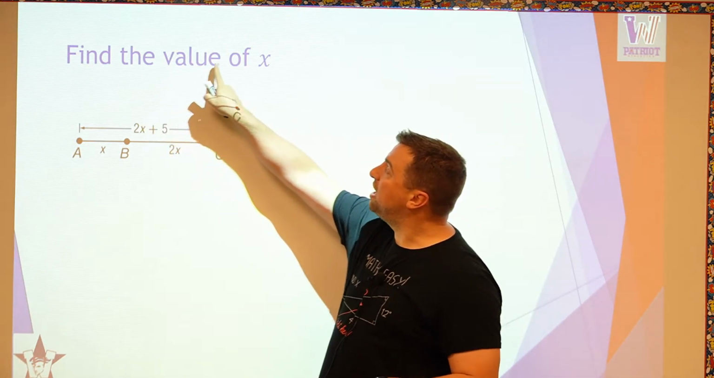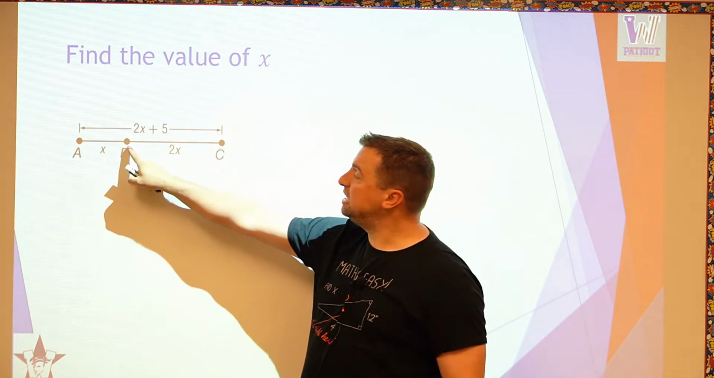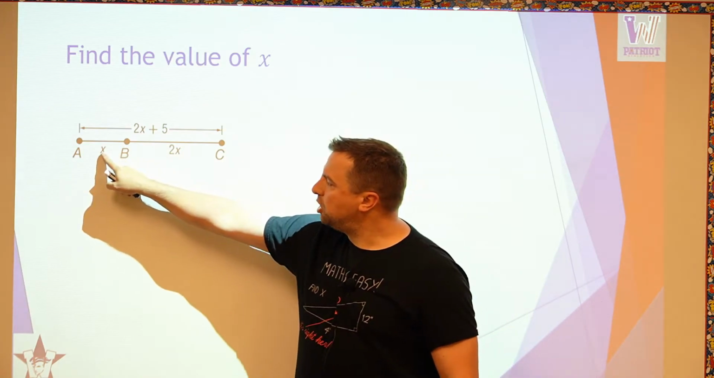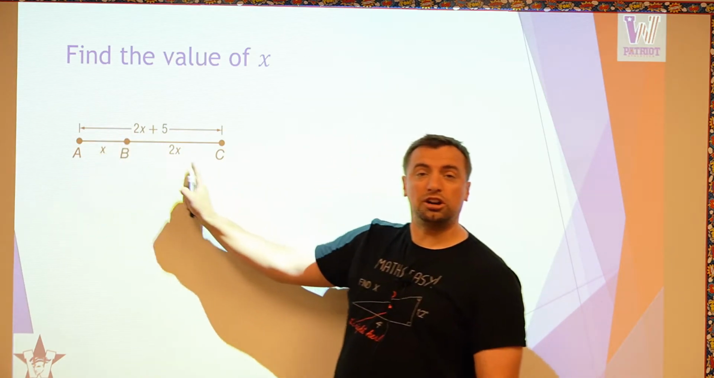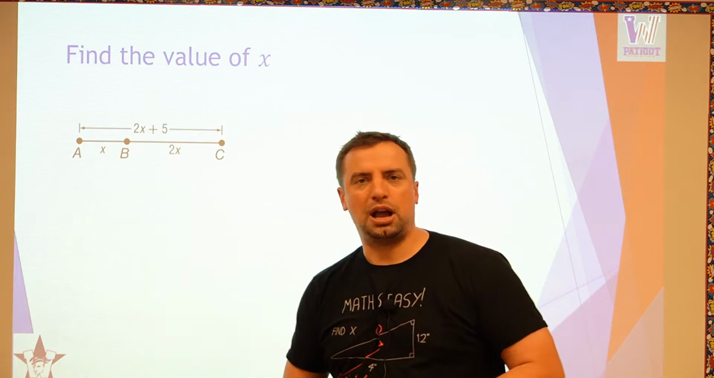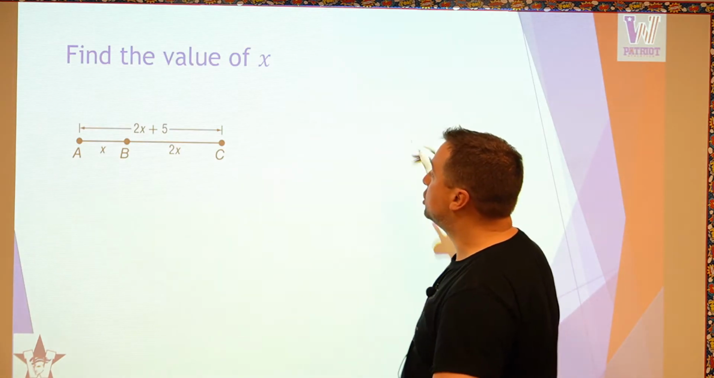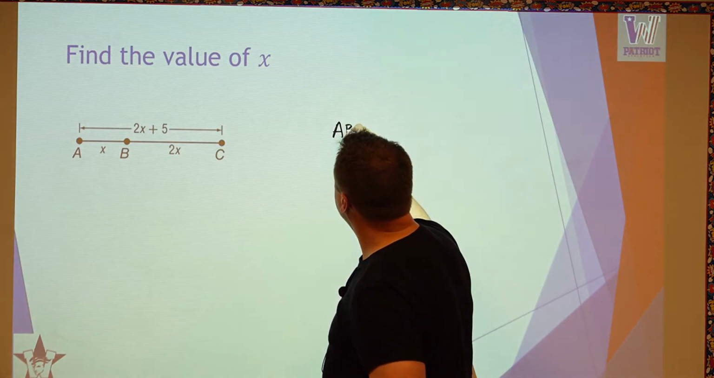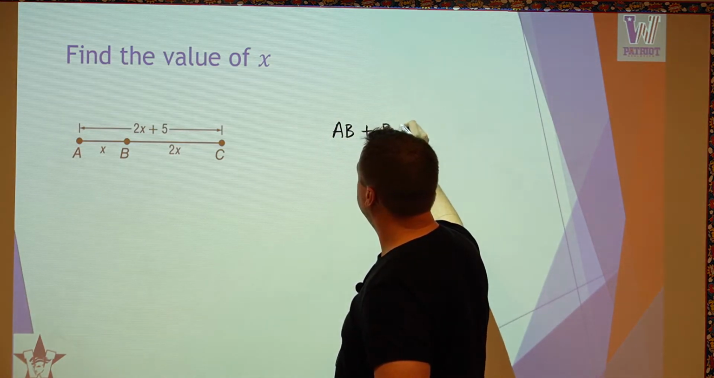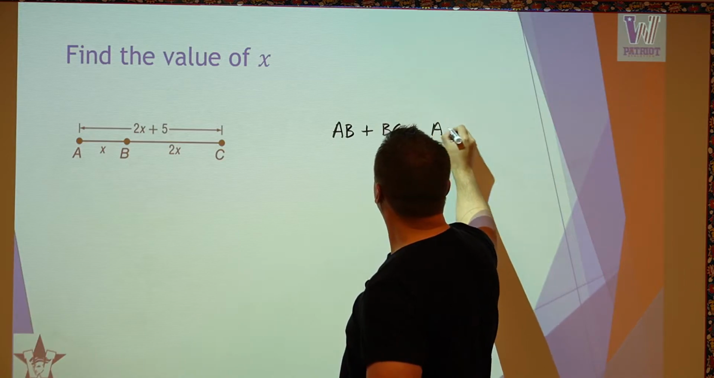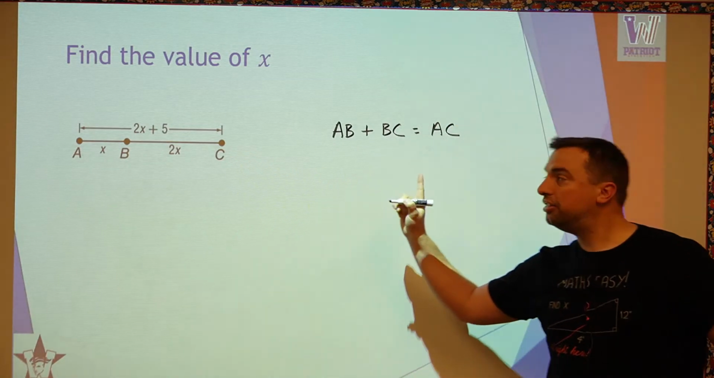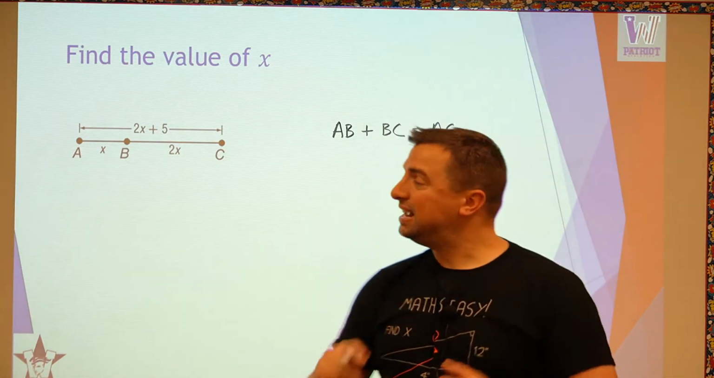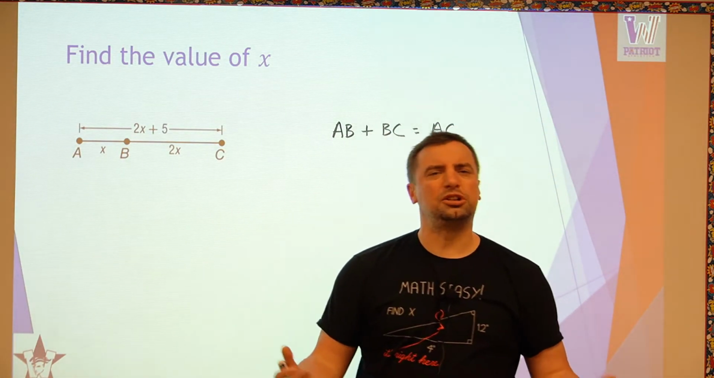We are asked to find the value of X. Now we see that B is still between A and C, that these segments, small segment plus small segment equals a large segment. So let's use segment addition postulate just like we have been. So we go and let's write it out. AB plus BC equals AC. There's that equation.